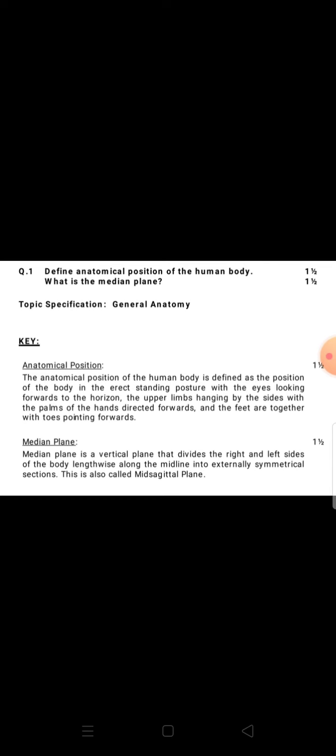Now come to the second part of this question. What is the median plane? The median plane is a vertical plane that divides the right and left sides of the body lengthwise along the midline into externally symmetrical sections, meaning equal sections. This is also called the mid-sagittal plane. Now come to the second question.